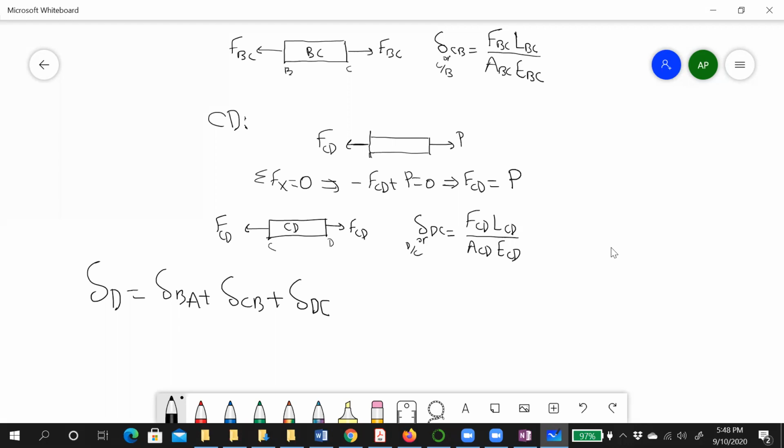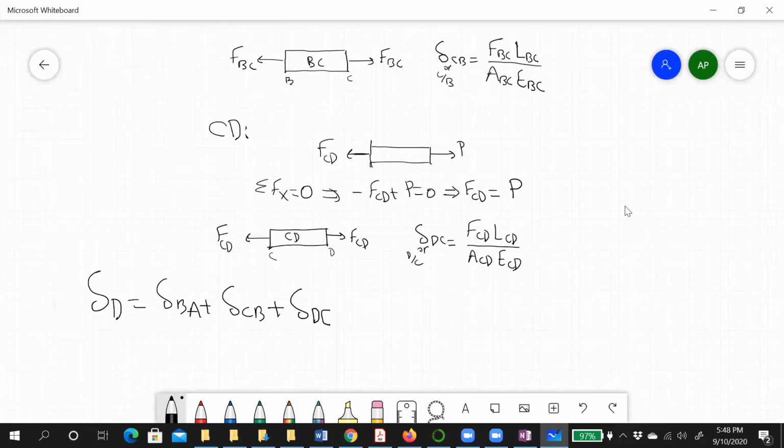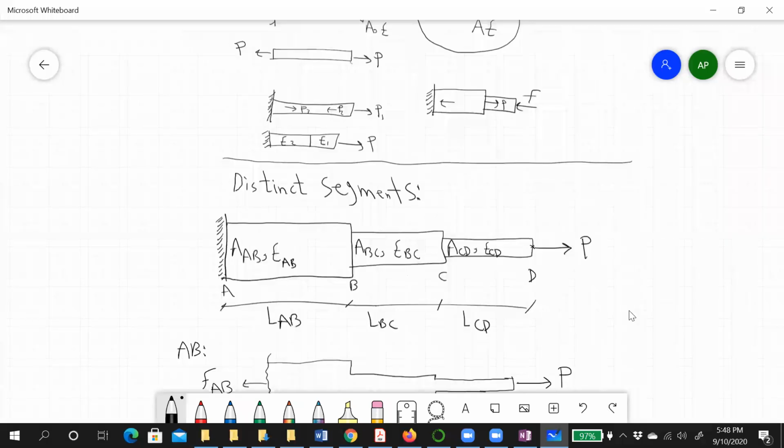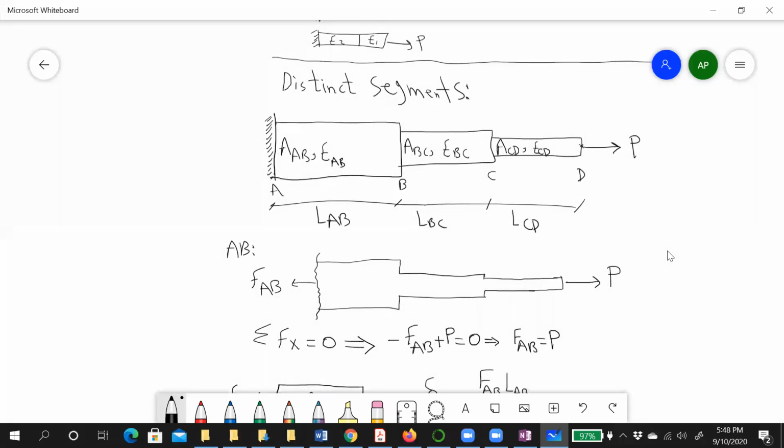So now let me ask you another question. How can we find the elongation at point C, the total elongation at point C?